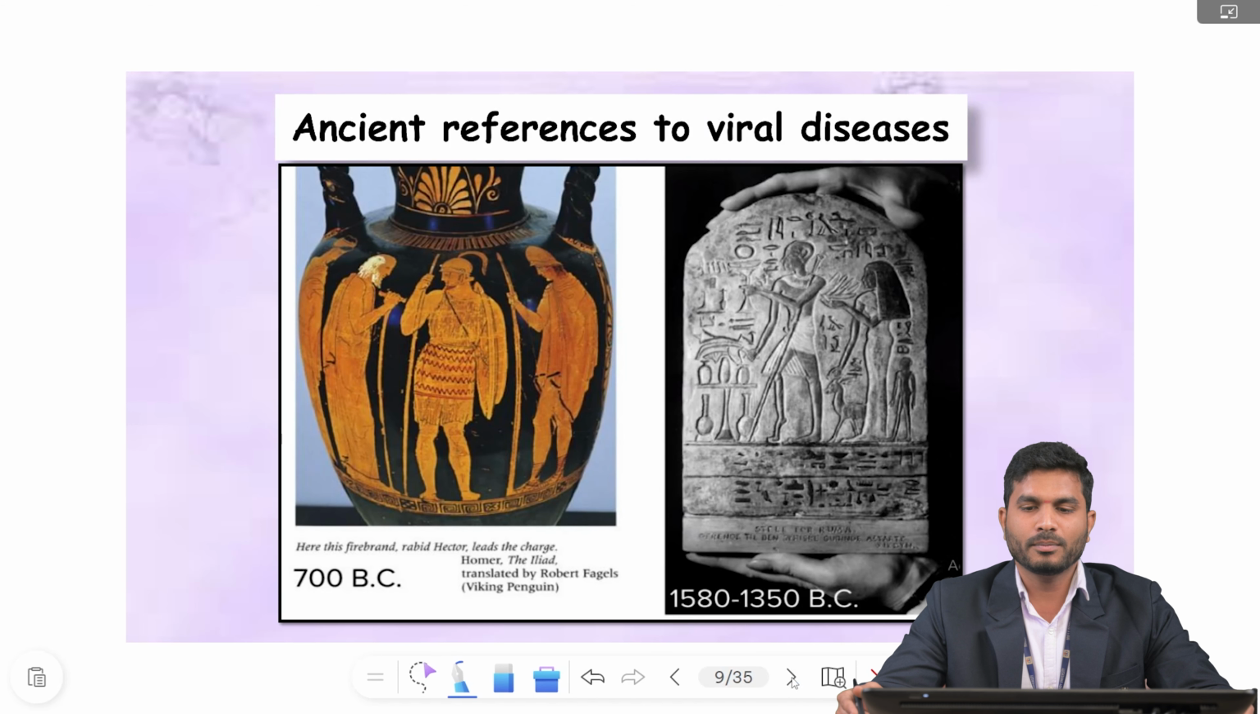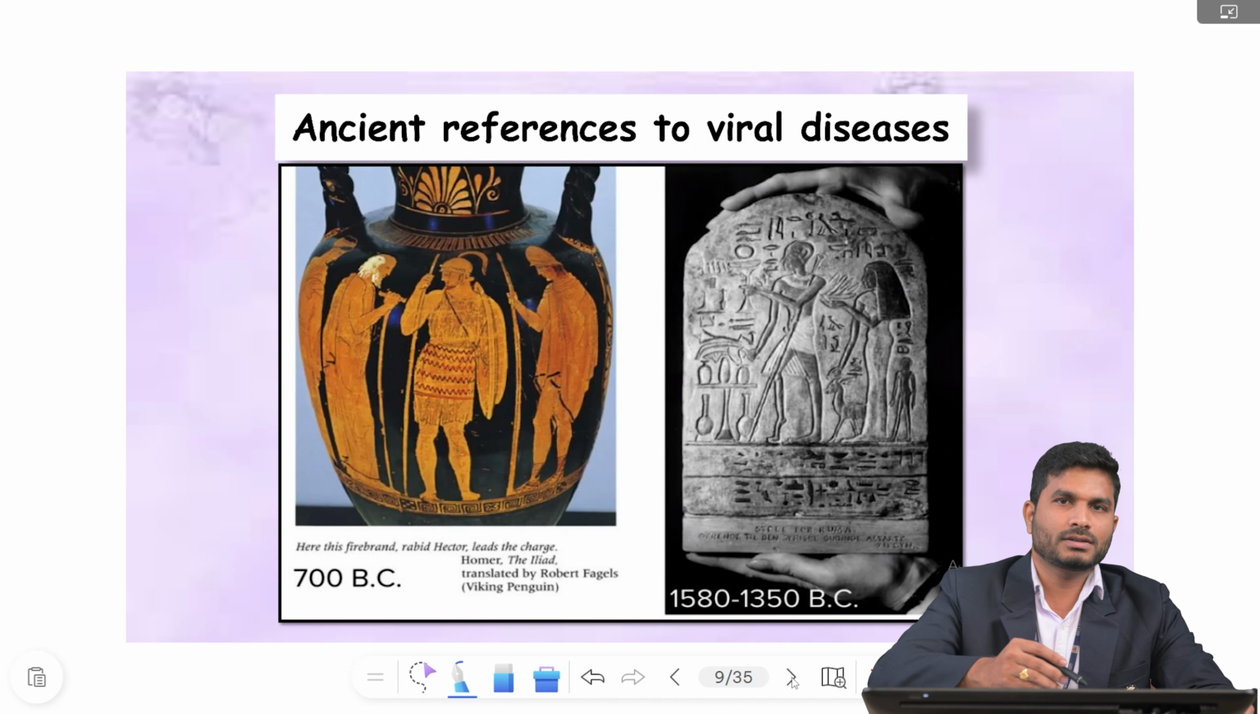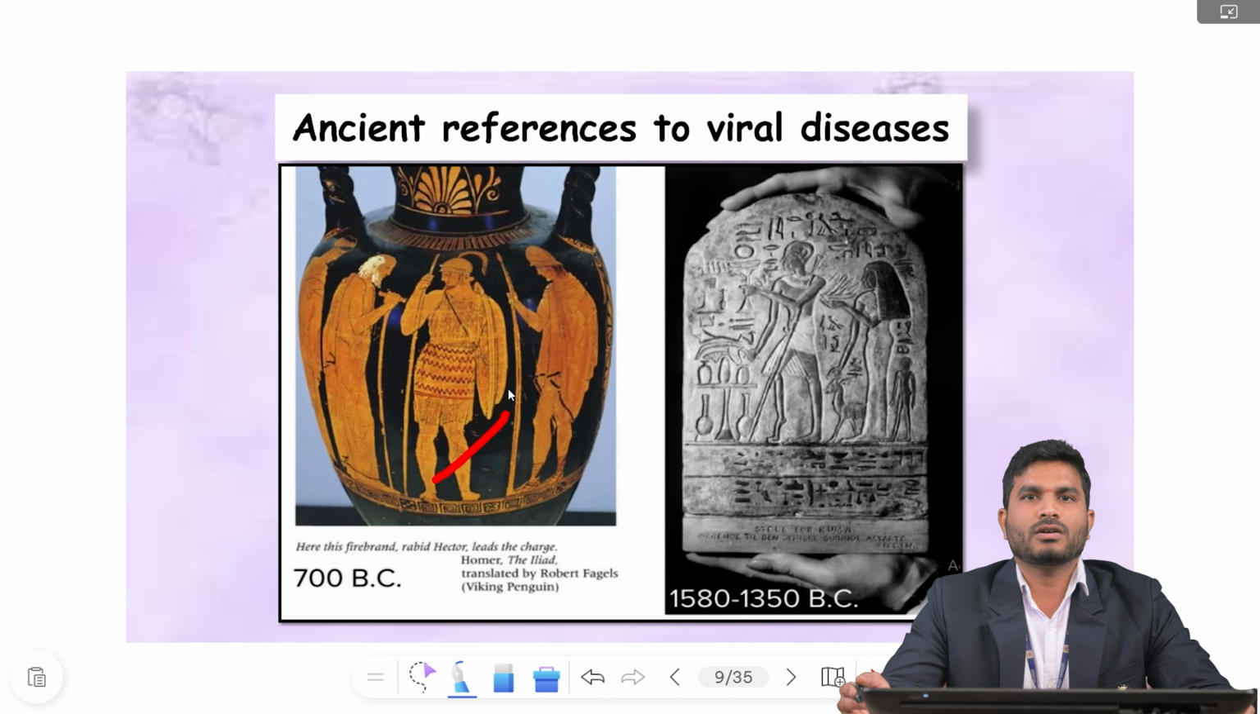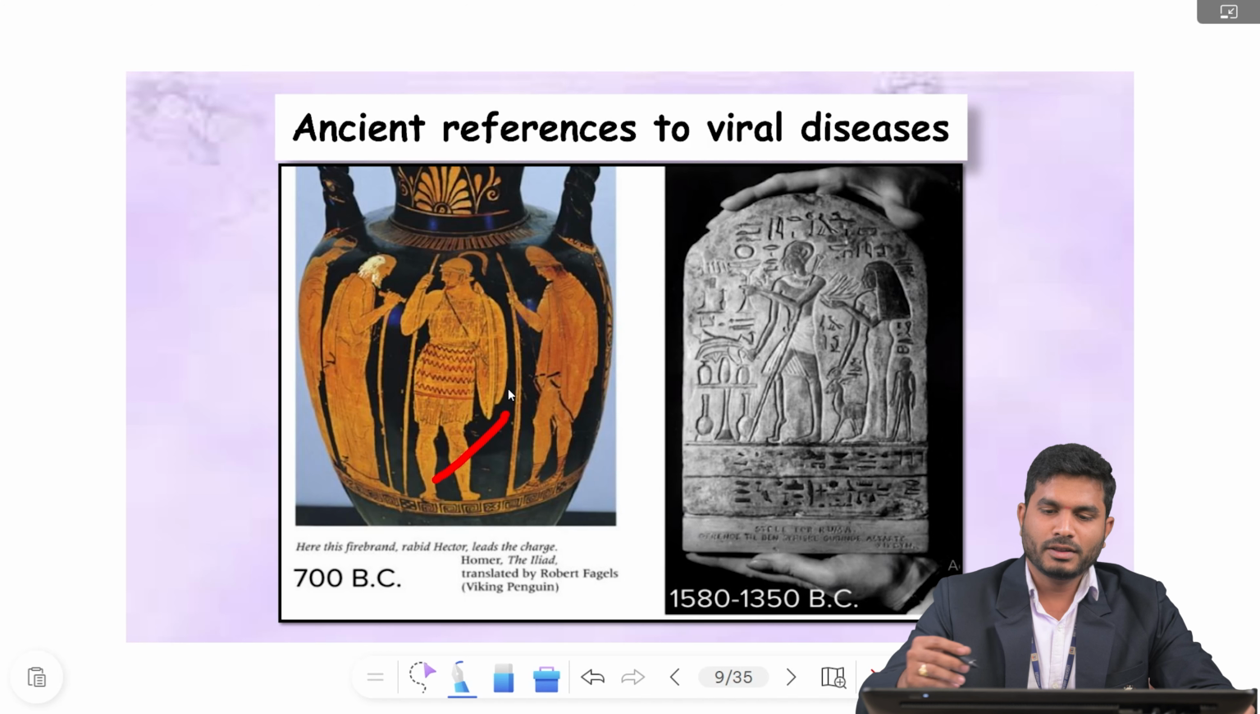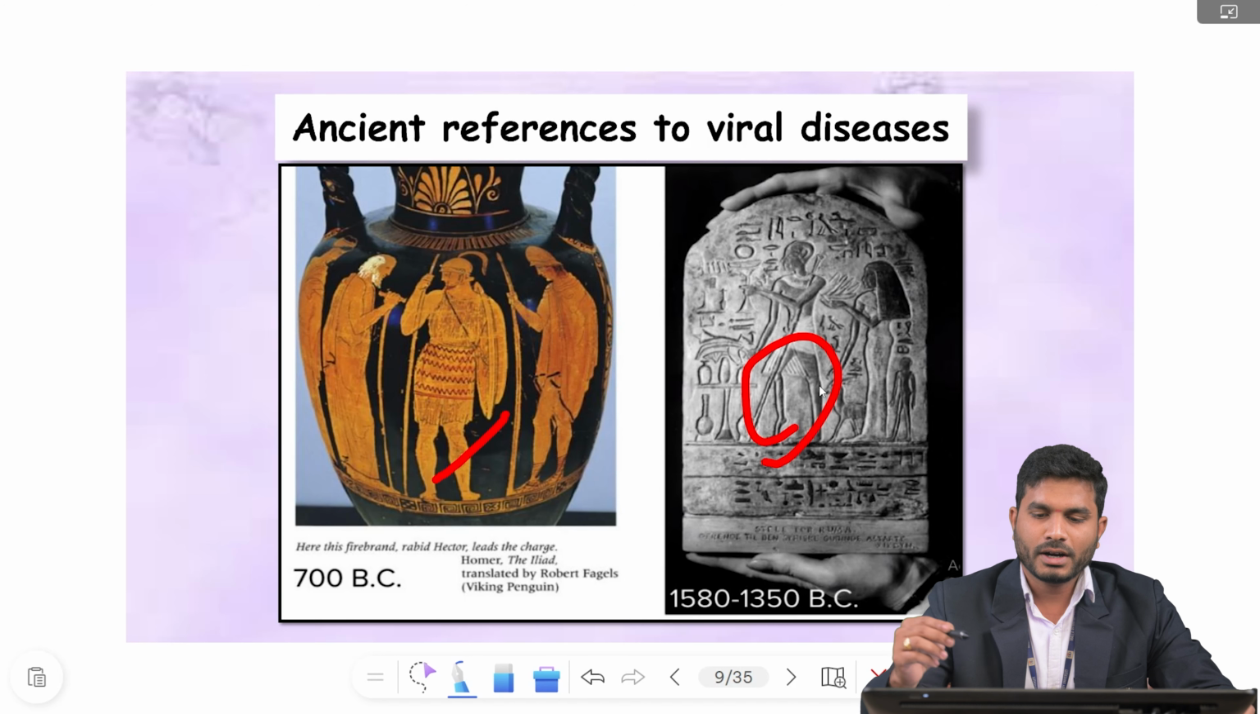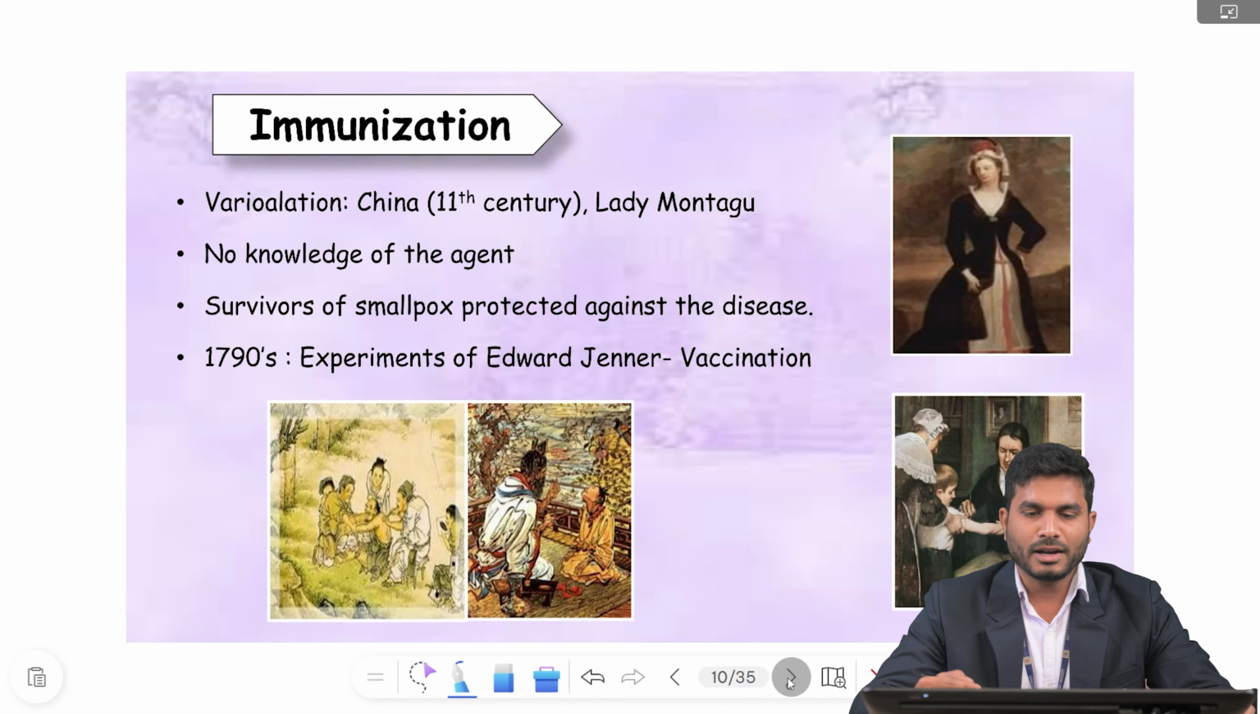Coming to the history of plant viruses, these are the ancient references. The impact of viral diseases has been recorded throughout human history. These are references from 700 BC describing conditions resembling rabies. Historical records highlight how viruses have infected both plants and animals. In this picture we can see a human infected with the polio virus. So, years back, viruses have been infecting plants as well as animals.